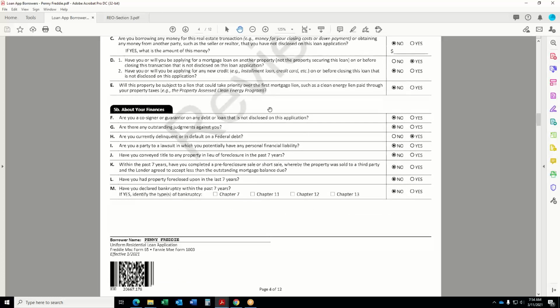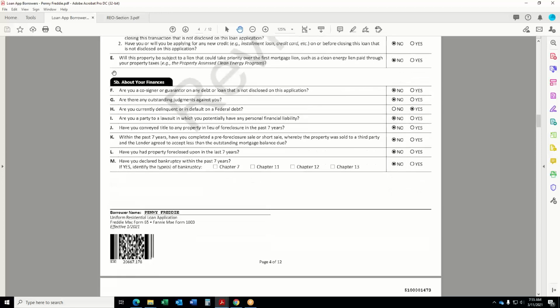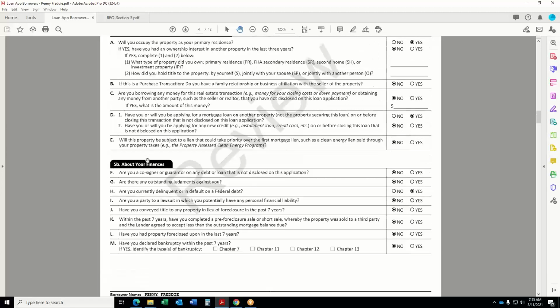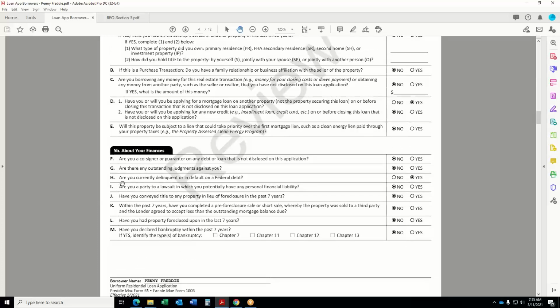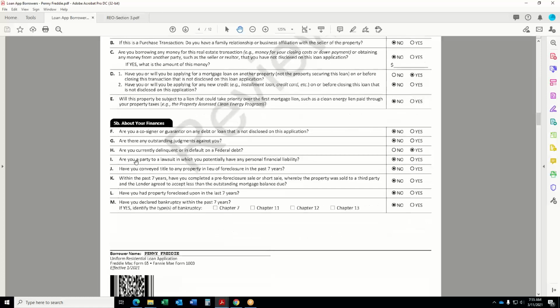Question E is asking the borrower if they know if there is going to be another lien that would take priority over our mortgage during this process, and they give an example of a clean energy lien. So this is still part of the declaration questions, but it's broken out into a separate section here, which is all about the borrower's finances. So it asks the borrower if they are a cosigner or grantor on a loan.